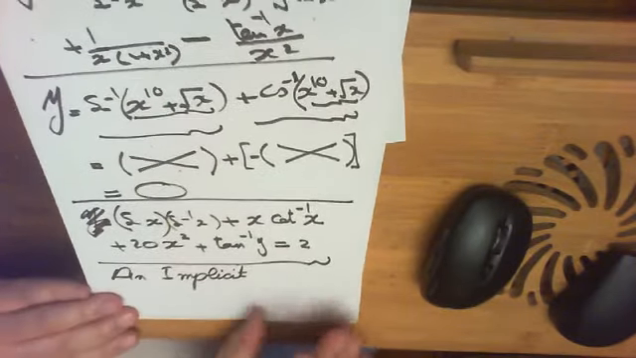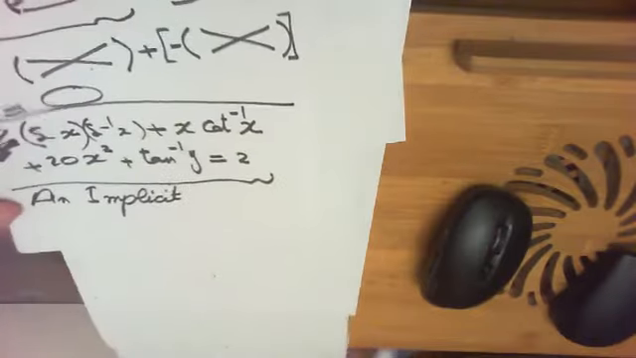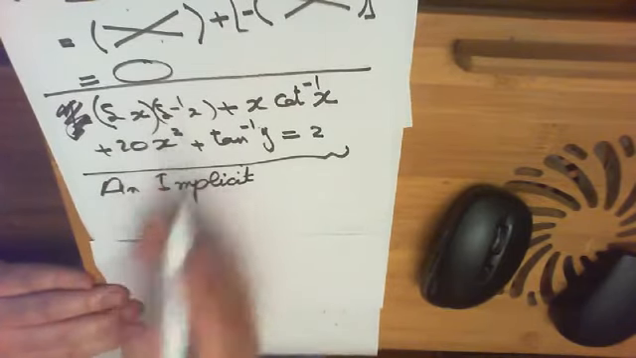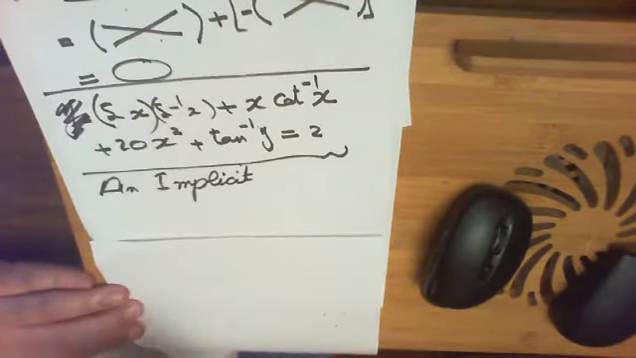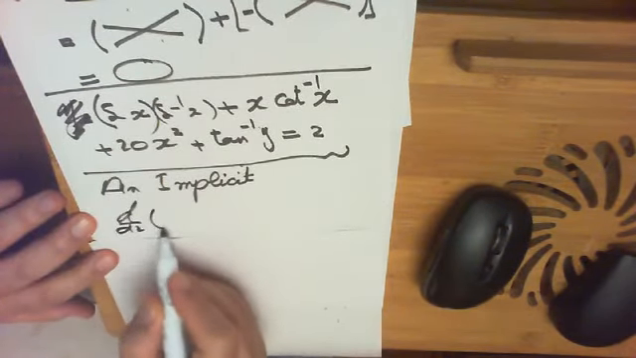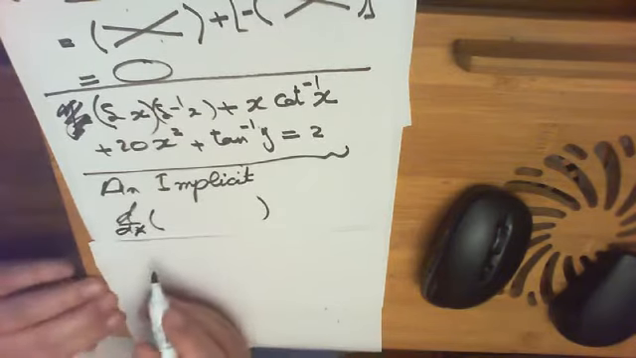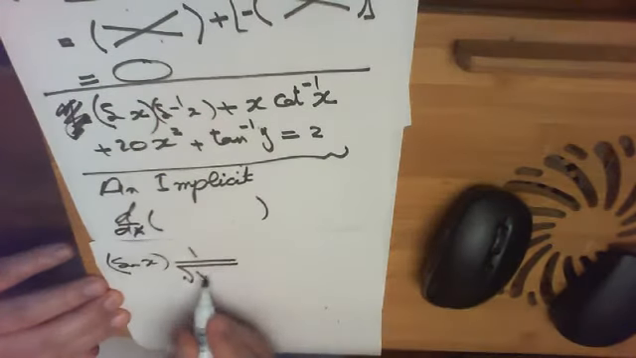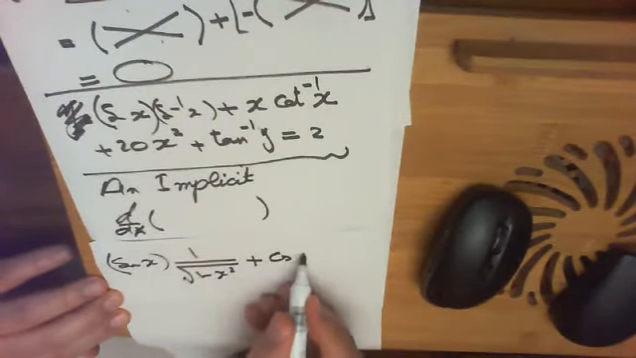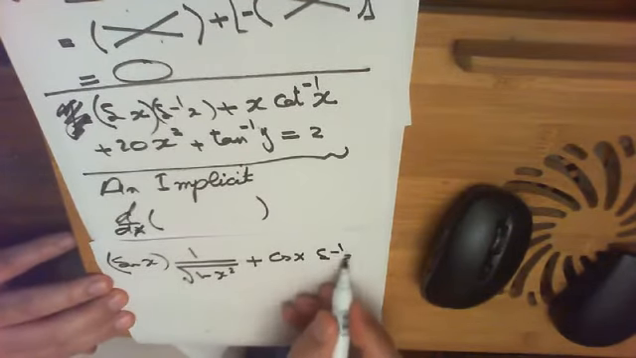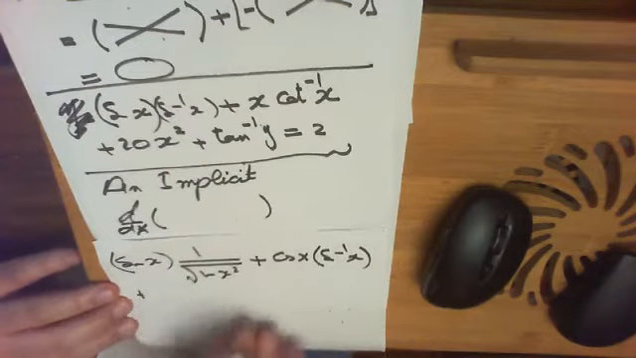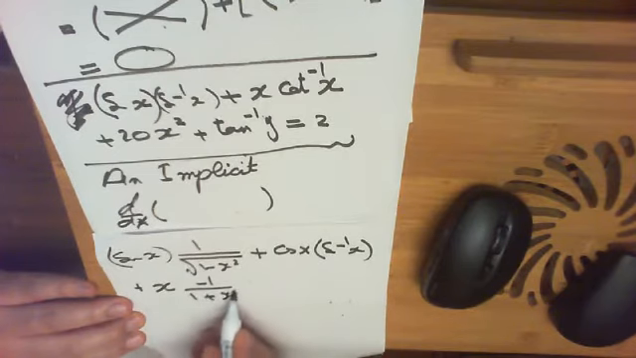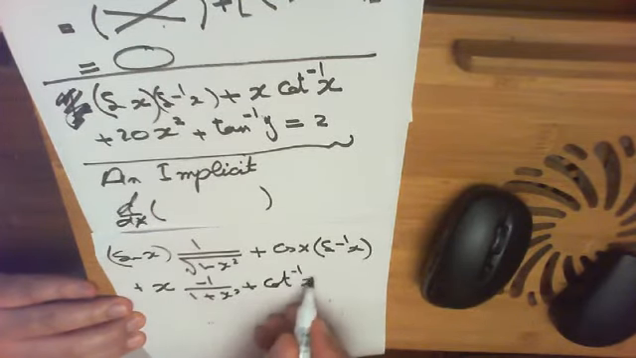Okay, we will differentiate it part by part, then we will extract y dash on one side and the other quantities on the other side. Now we have a product of two functions. We differentiate with respect to x. So the first is sine x times the derivative of the second, which is 1 over the square root of 1 minus x squared, plus cosine x times sine minus 1 x, plus x times the derivative of cotangent minus 1, which is minus 1 over 1 plus x squared, plus cotangent minus 1 x.